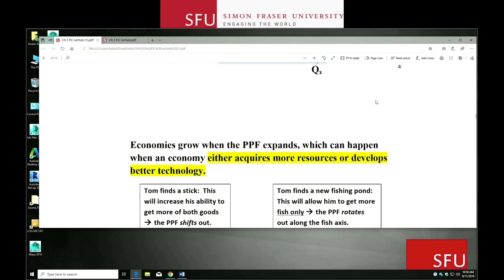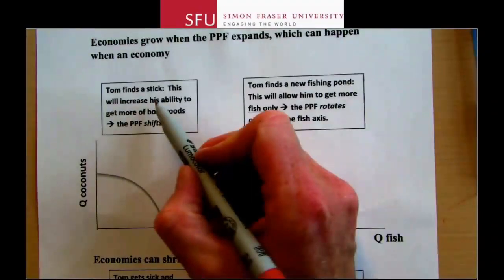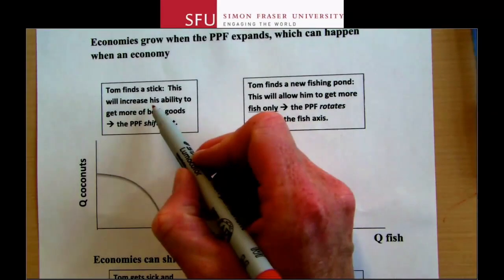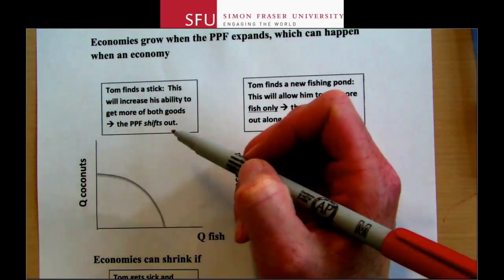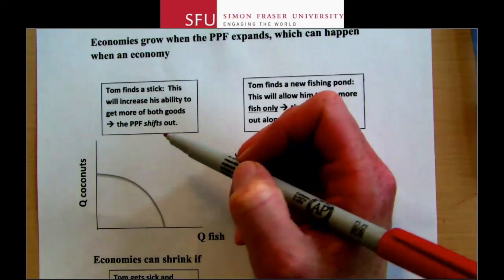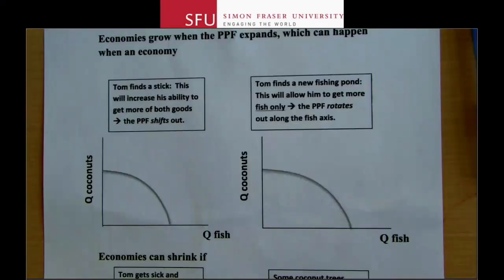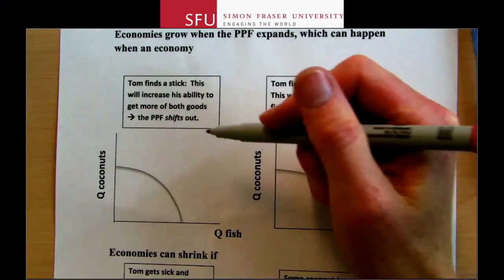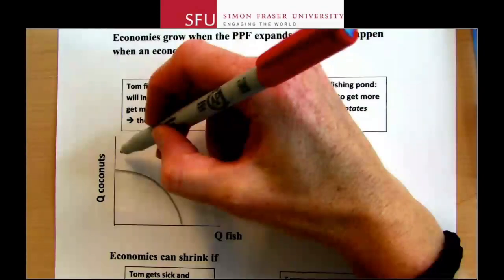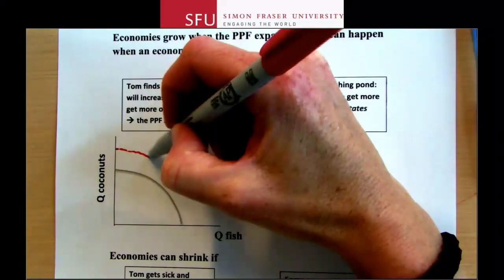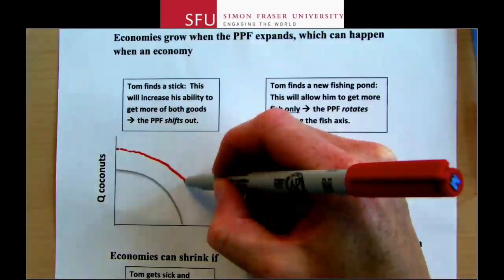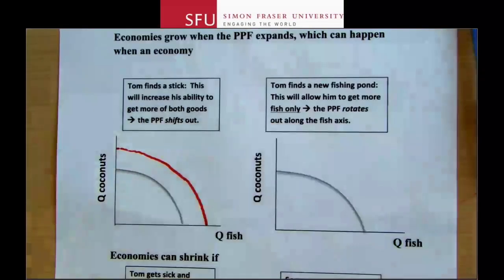So here's some examples. First one, Tom finds a stick. Okay, so this will increase his ability to get coconuts or fish, because with a stick you can hit coconuts or hit fish. Anyway, so the quantity of coconuts would increase and the quantity of fish would increase, and so you get a shift of the curve out that way.